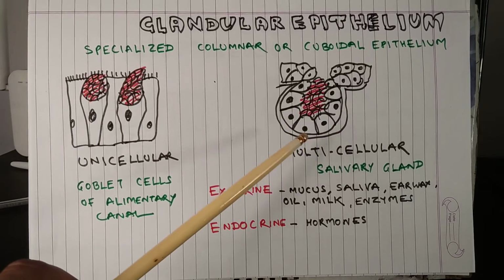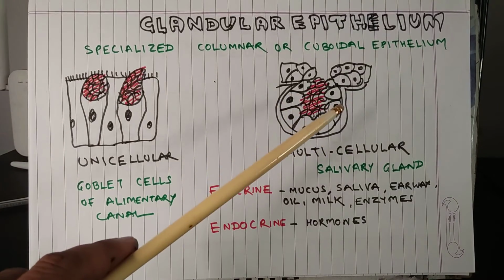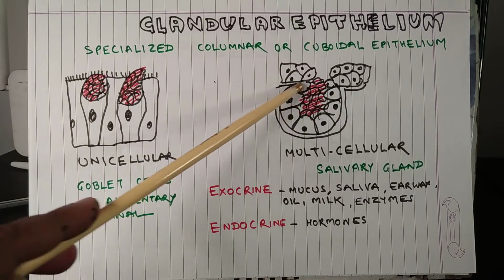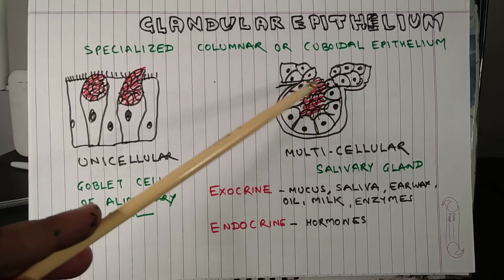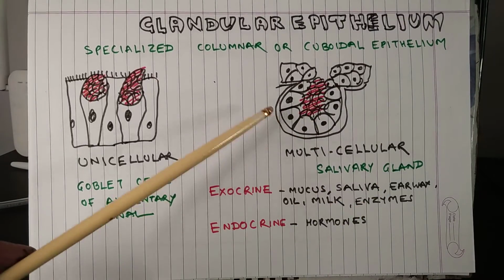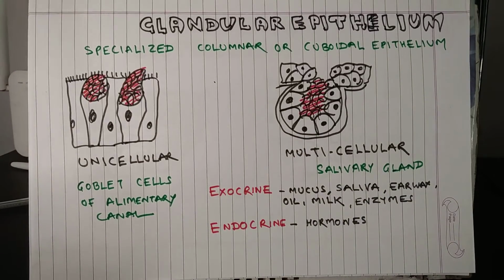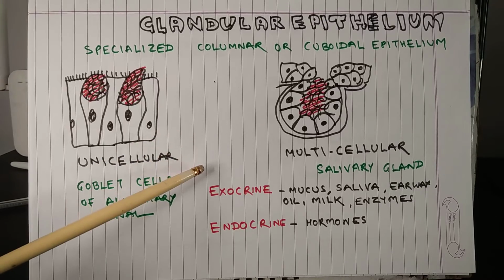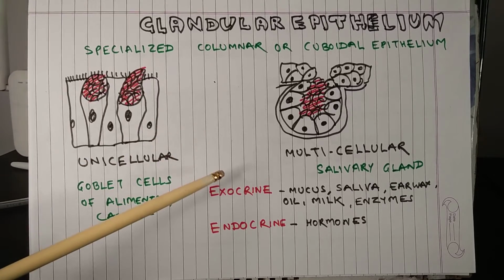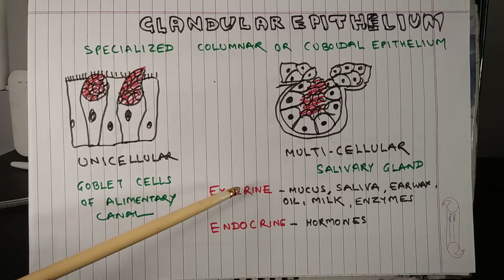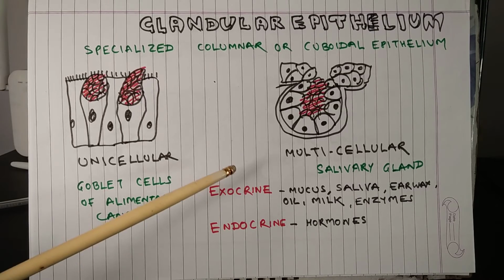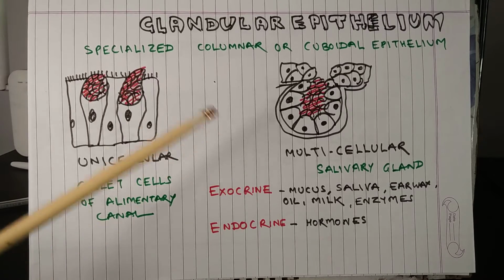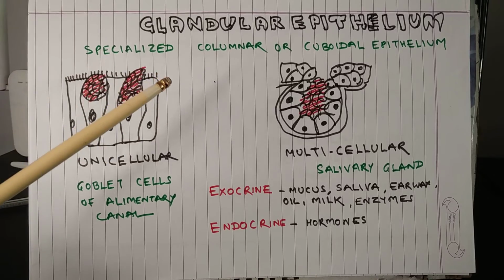In case of multicellular glands, one gland is composed of more than one cell, too many cells. So these are the cells, and this portion which has been shaded in red is the gland. And the example of multicellular gland is salivary gland. There are two types of gland, exocrine gland and endocrine gland. The glands which have tubes or ducts are called exocrine glands. They secrete the substances through the tube. Mucus, saliva, earwax, oil, milk, enzymes, etc. are secreted by exocrine glands.